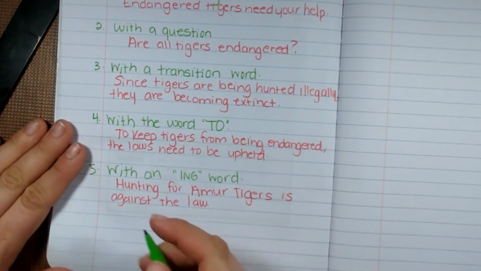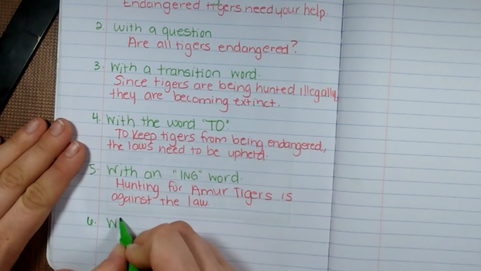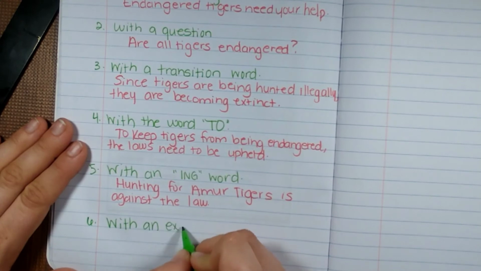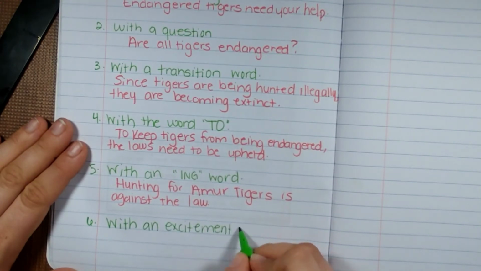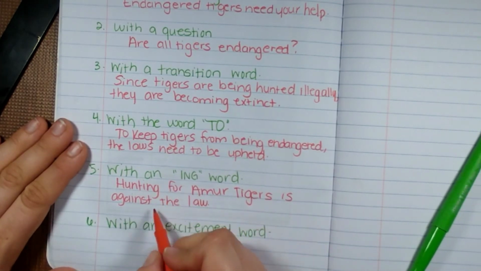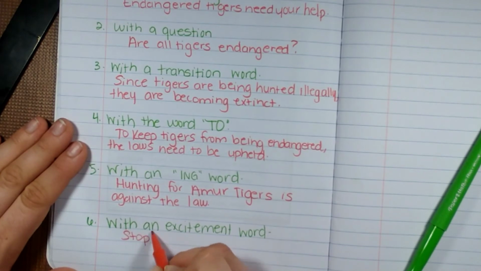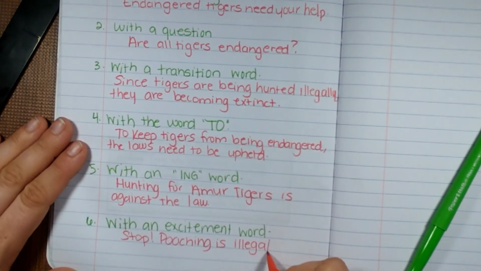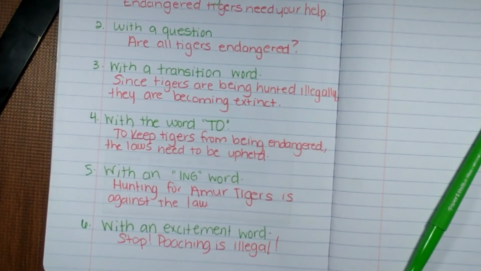And then the other one would be with an exclamation word or an excitement word. Stop poaching. Stop. Poaching is illegal. And that would be the illegal hunting. Okay, so those are different ways that we can use a variety of sentences.